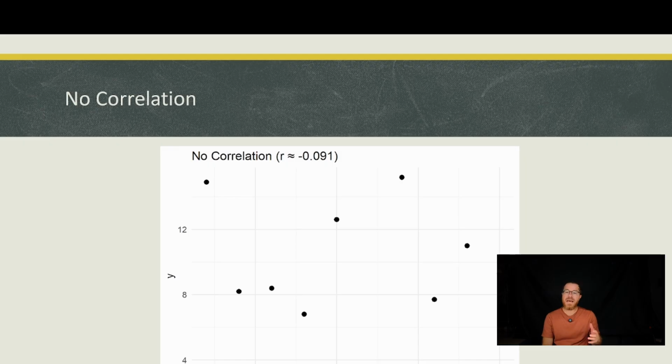In this example, we have no correlation. So it is slightly negative. If you look at our R at the top, we have R equals -0.091. This means that it is pretty close to 0.